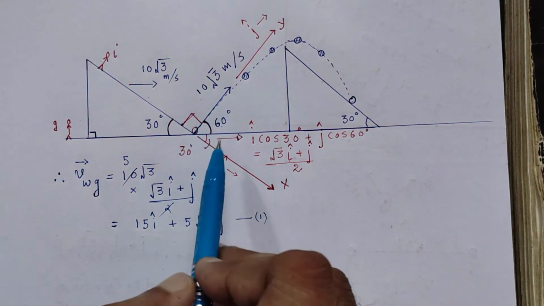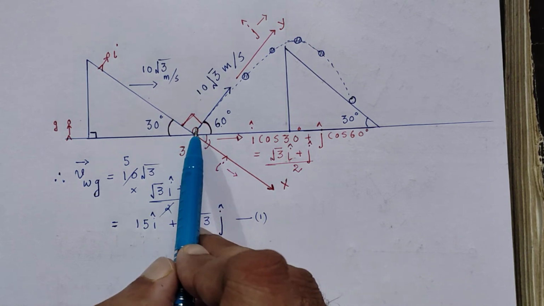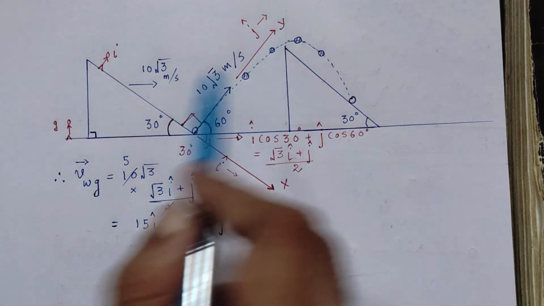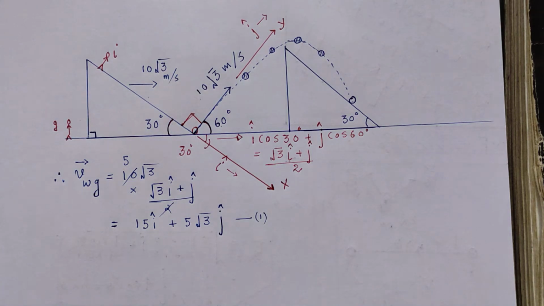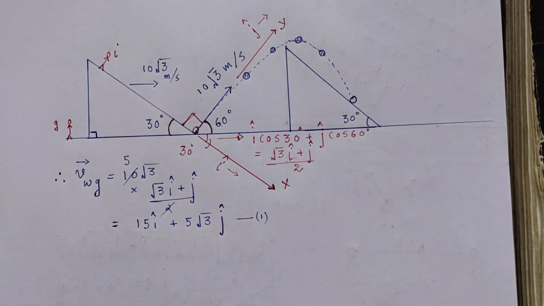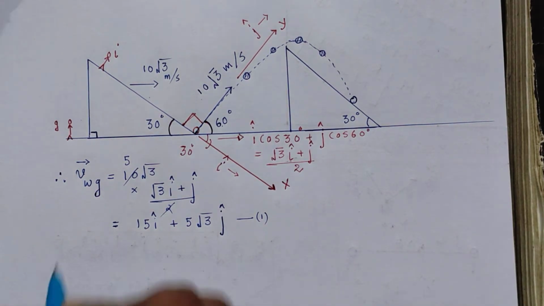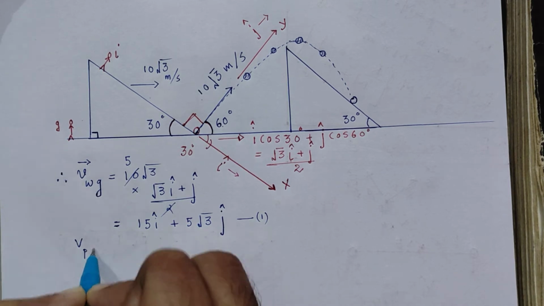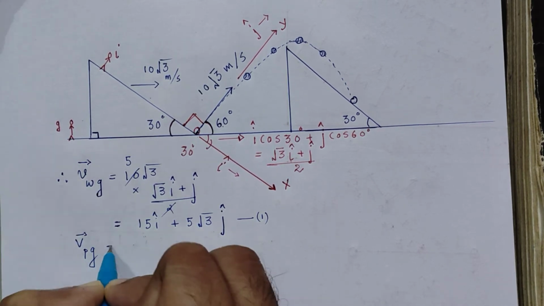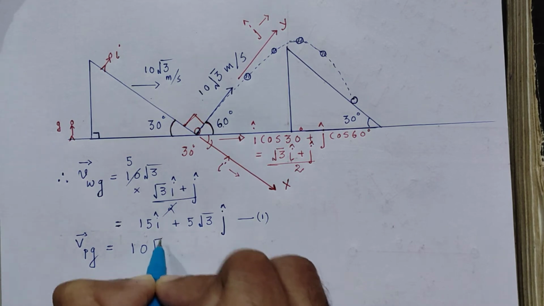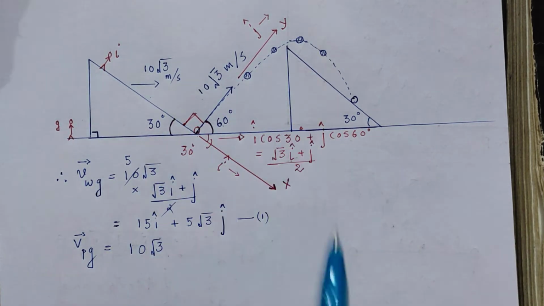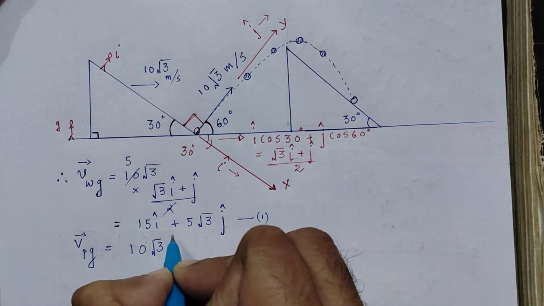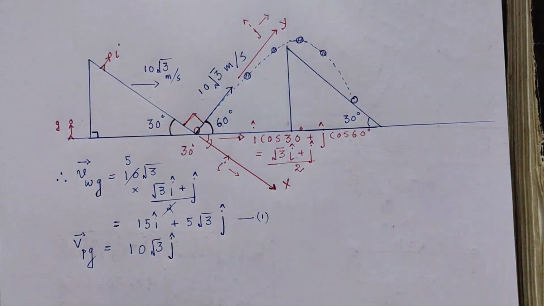If I want to see what is the velocity of the particle, it is projected with 10 root 3 along this particular direction. So velocity of particle also we can find out. So velocity of particle with respect to ground, if we see, so that is 10 root 3. It is projected along y-axis. So 10 root 3 j cap. But what do we want? We want velocity of particle with respect to wedge.